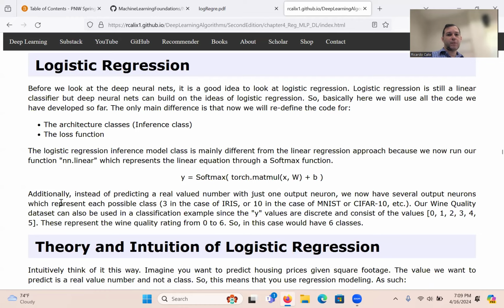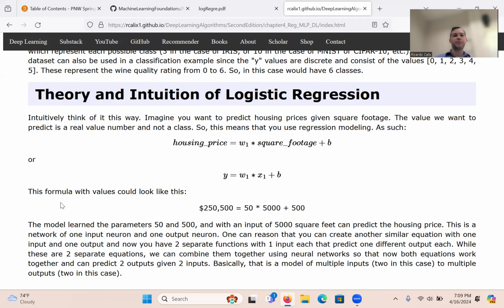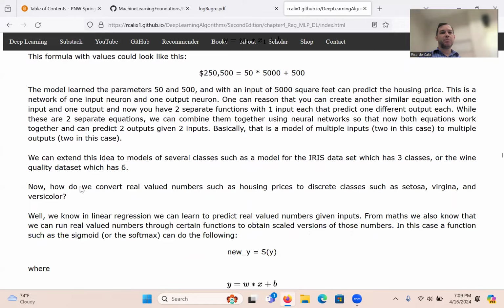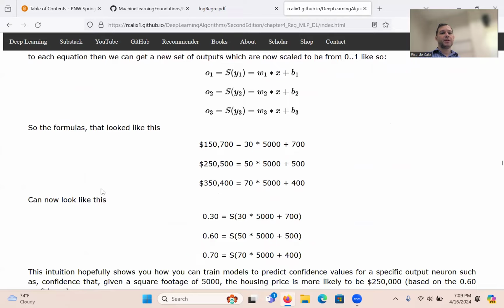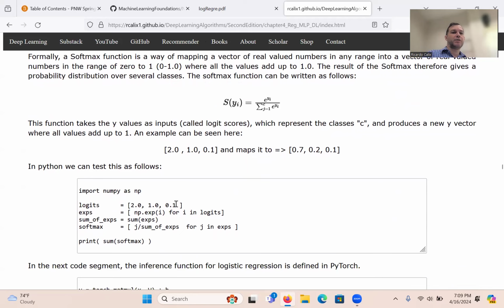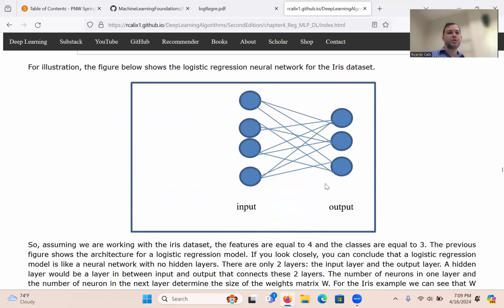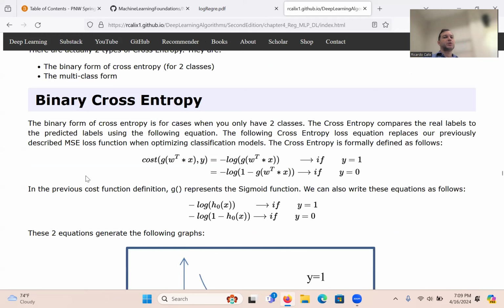All right, so this is basically what I described today. These are my notes. You can read through this example if you'd like. This is the logistic regression algorithm. This is an example with housing prices. So basically, everything that I just said, you can take a look at. And this is the function for the softmax that we will cover in a little bit. This code example is basically softmax, one of the activations. This is the architecture for a logistic regression algorithm.